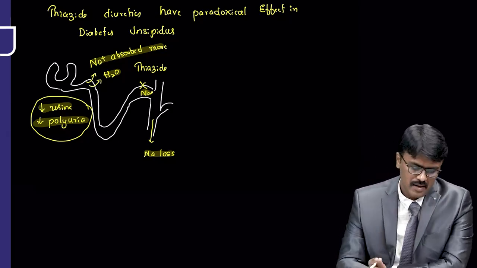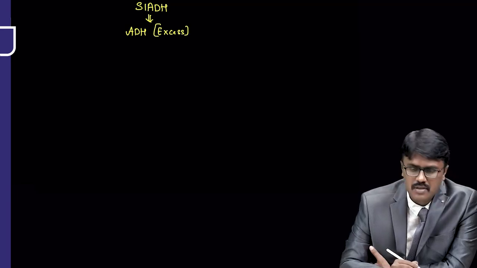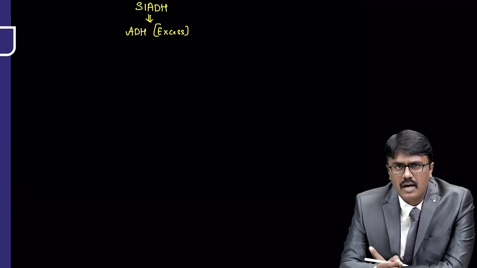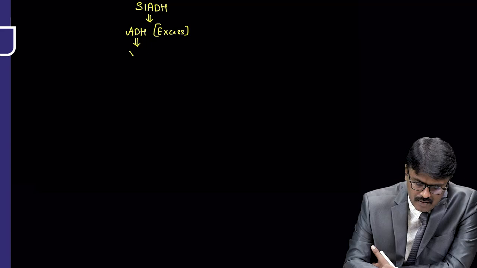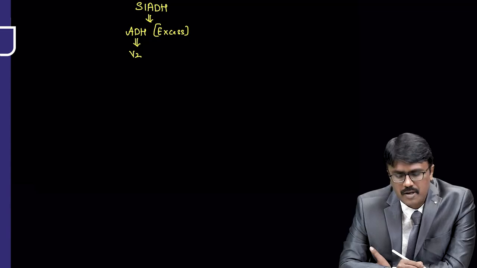Okay? Now, moving on to the next concept, it is called SIADH. SIADH stands for Syndrome of Inappropriate Antidiuretic Hormone. The problem here is the ADH is excess. There is excess of ADH produced. So, what happens if ADH is excess? Antidiuretic hormone, the water will be more and the sodium will get diluted. So, ADH acts on V2 receptor. And what should we do? To treat SIADH, we should block the V2 receptor.